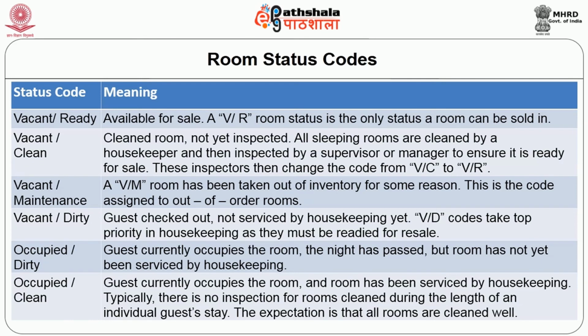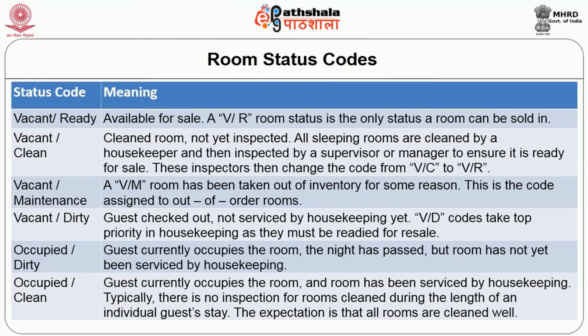Vacant clean, which is VC, indicates a clean room, not yet inspected. All sleeping rooms are cleaned by the housekeeper and then inspected by the supervisor or the manager to ensure that the room is ready for sale again. These inspectors then change the code from VC, that is vacant clean, to vacant ready, VR. Then the other term is vacant maintenance, denoted by VM. The room has been taken out from inventory for some reason. This is the code assigned to out of order rooms.